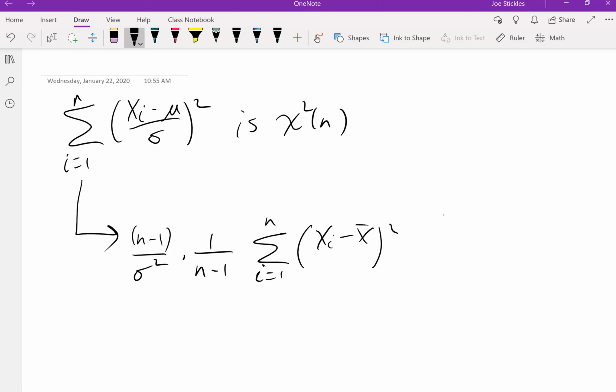Cool. All right. So we broke it into two pieces on there. This was one of the pieces. The other one was just a single piece, right? It was x bar minus mu over sigma squared.